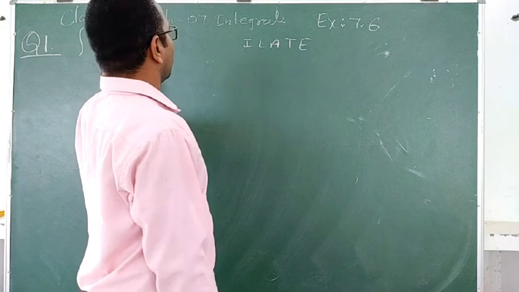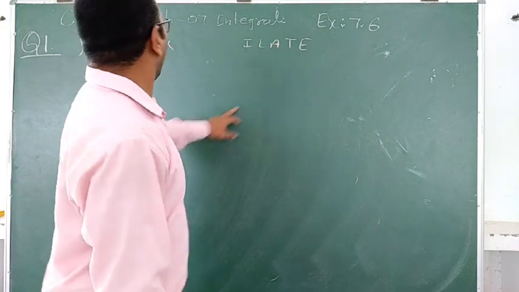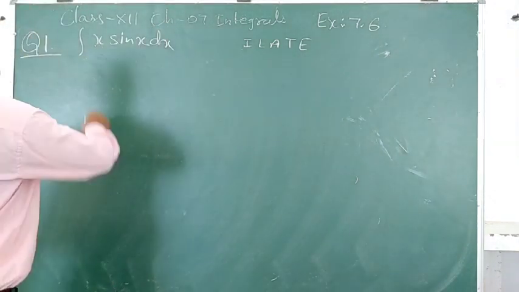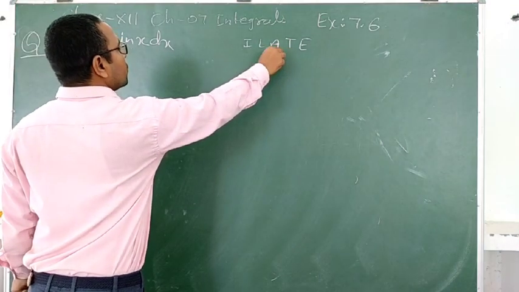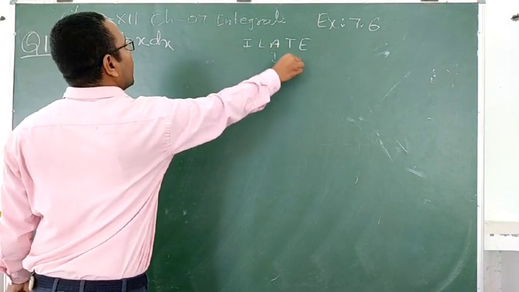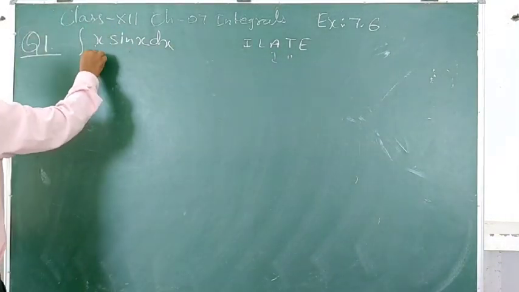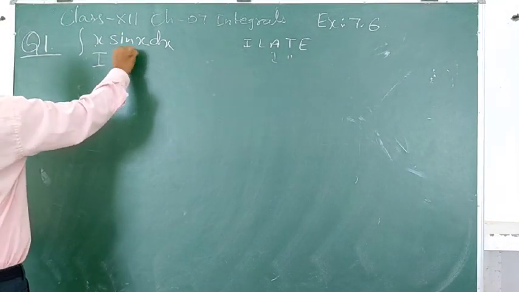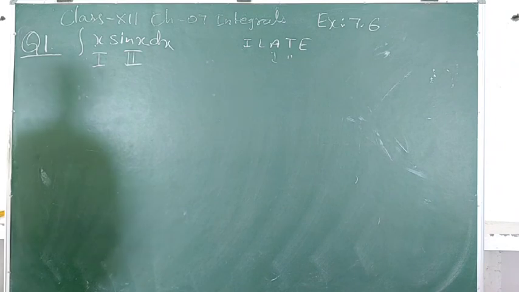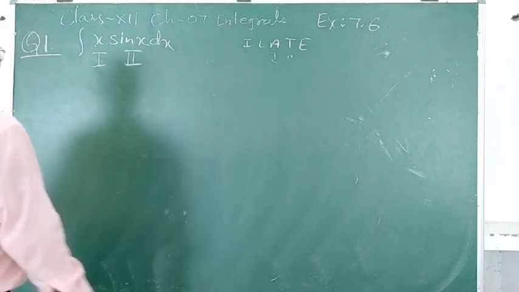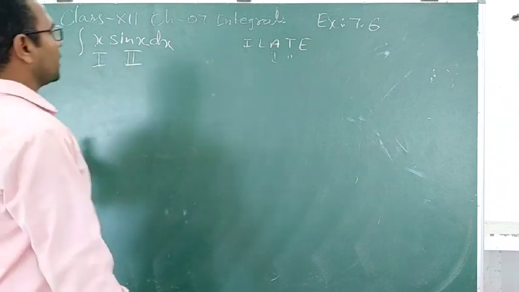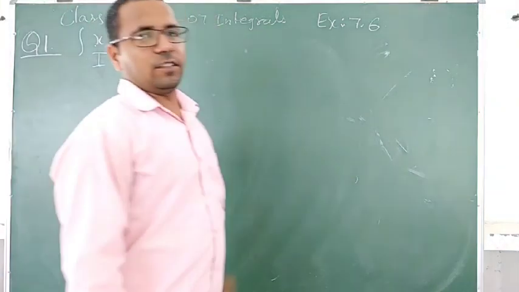Logarithm is also not here. Algebraic is what? x is the algebraic and sin x is the trigonometric function. So algebra comes first, then trigonometry. So you have to take this one as first function and this one as second function, because algebra comes first and trigonometry comes second. So this one is the method which you have to use in every question.